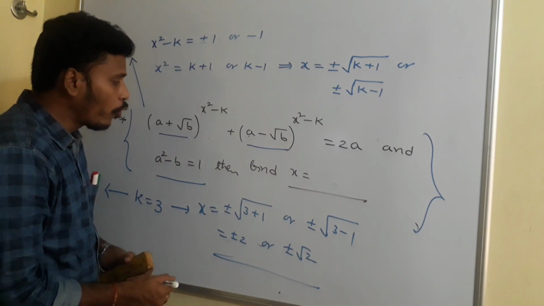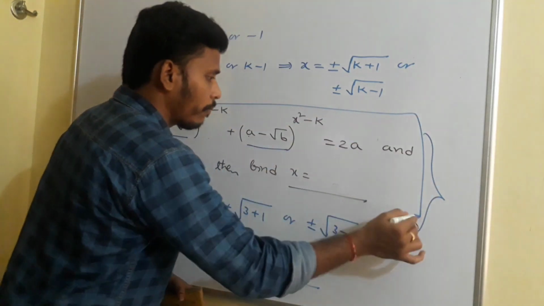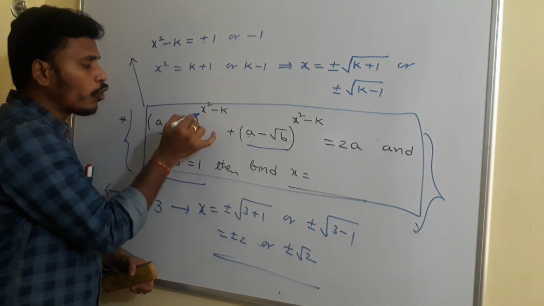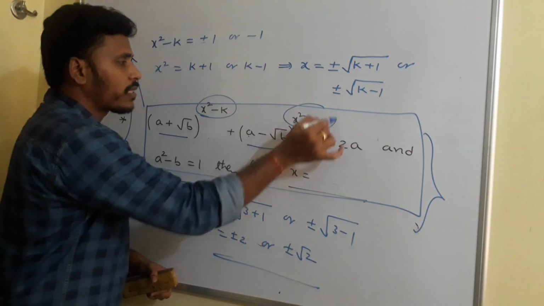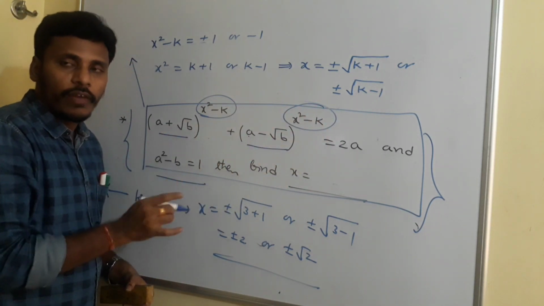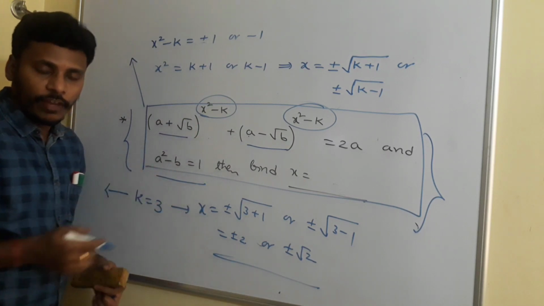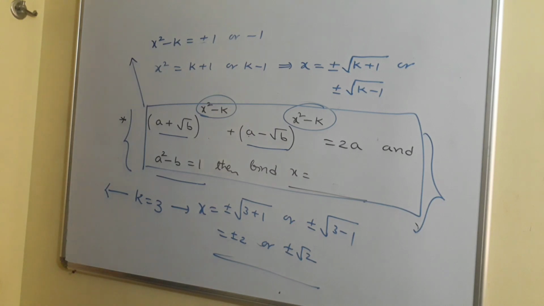What I am going to tell you is, think about the problem. For such a problem, to find x, you need to equate the power x square minus k to plus or minus 1. From there you will get the values of x. So once again think about it, and I will move to the next one. Just have a look, go for a screenshot.